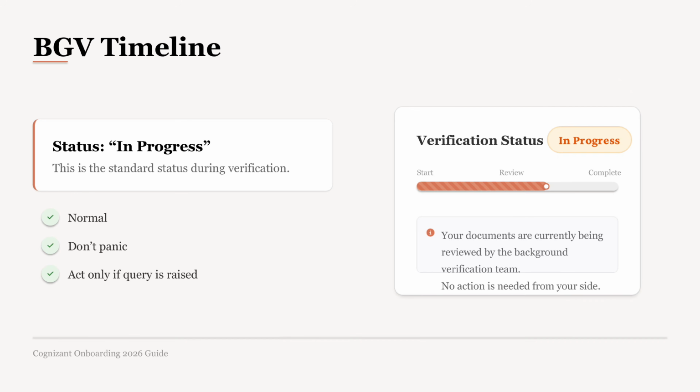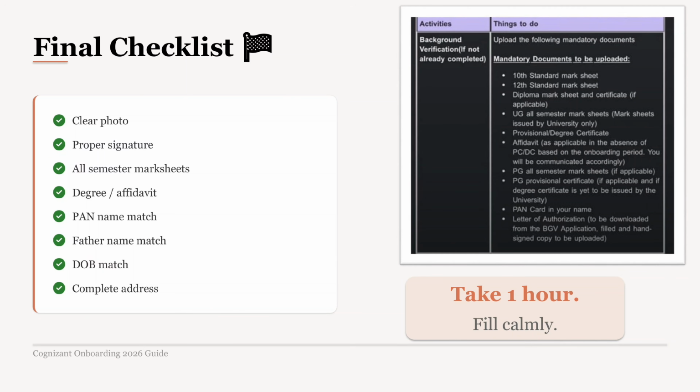Okay, so this is the final checklist. You need to upload a clear photo, proper signature, and all semester mark sheets. If it is original, no issues. If it is a soft copy, make sure it is attested with the college stamp and all. Degree certificate or provisional degree certificate. If both are not available, you need to submit an affidavit, and the format will be given in the portal. The PAN card is most important, and the name should match there along with the date of birth, and your complete address is mandatory for the background verification.